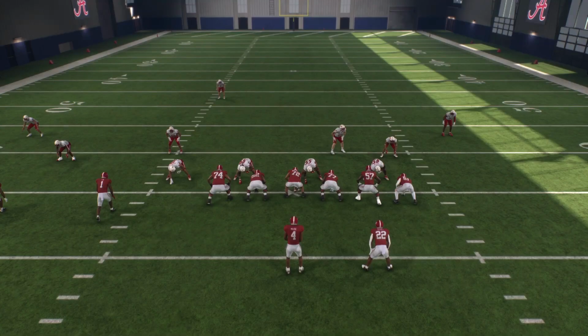This is the inside zone tutorial that you never knew you needed. Inside zone is the most fundamental play in college football, in Madden. It doesn't matter. If you can master inside zone, you are going to win a lot of games. So in this video, I'm going to break down why it's important, the philosophy.